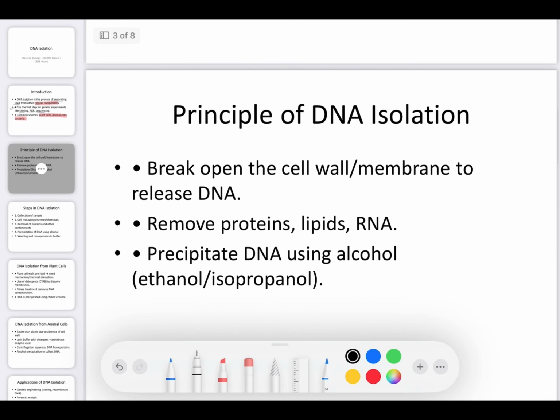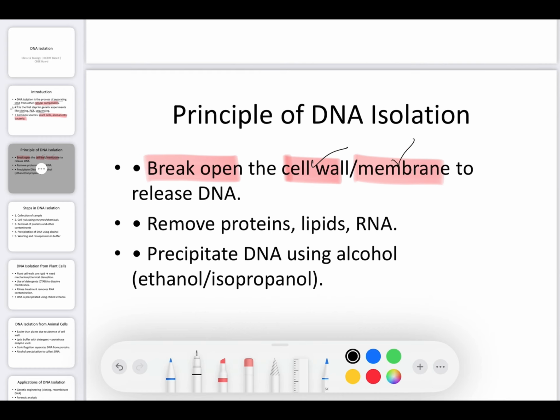For the DNA isolation, the first step will be to break down the cell wall or the cell membrane. For the plant cells, the first step will be to break down the cell wall, and for the animal cell the first step will be to break down the cell membrane.